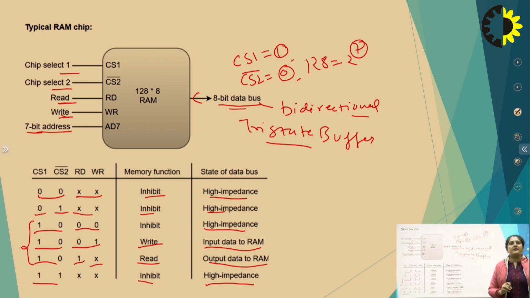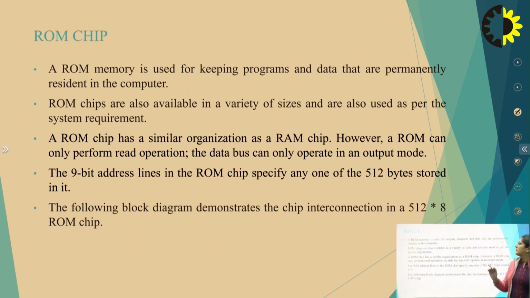Let's see what the ROM chip is. Like the RAM chip, we can build a ROM chip also. There is also a chip select 1 and chip select 2, but we have only one input, read, because it is a read only memory. So in read only memory, we don't have a write operation. We only do a read operation. So let's see the block diagram of the ROM chip.